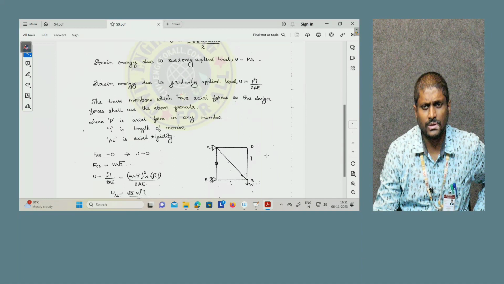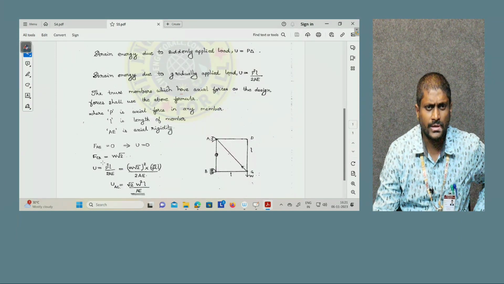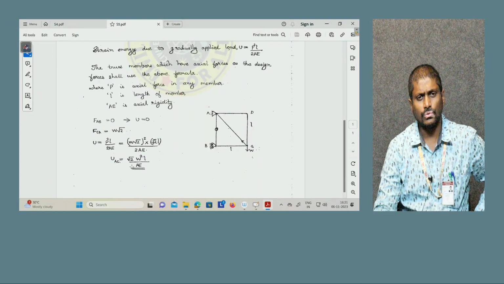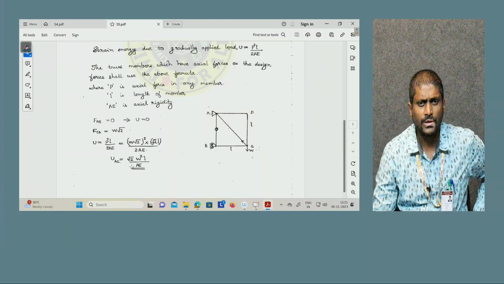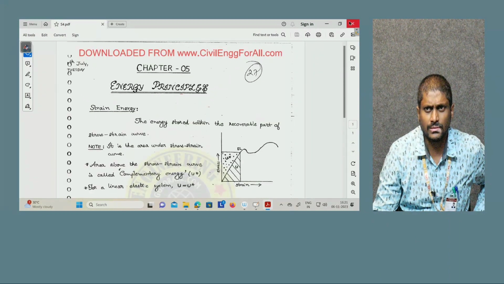Then if you see one given truss member or frame member, here FAB equals 0, then U equals 0, that means strain energy will be 0. Then FCA equals W into root 2, then U equals P square L by 2 AE, and then you can substitute all the values. Finally you will get UAC equals root 2 W square L by AE. So that is all about these two documents.